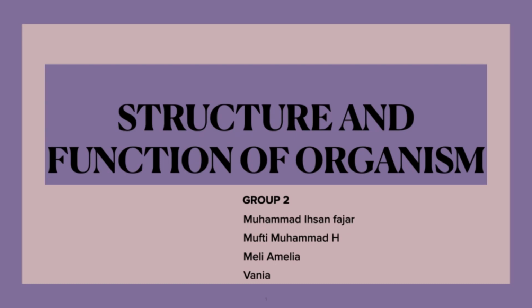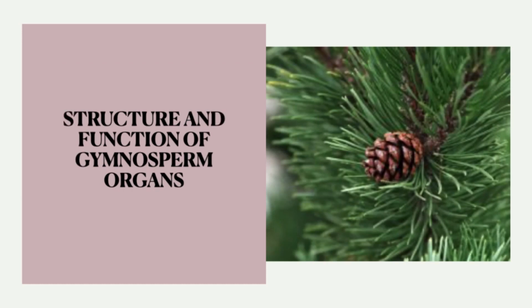We will explain the structure and function of organisms in Gymnosperms. First, I'm Vania. I will explain about the structure and function of Gymnosperm organs. These plants were the first to develop seeds. Seeds are an efficient system of dispersal, and this mechanism ensures that new plants can grow almost anywhere, not necessarily next to the parent plants.